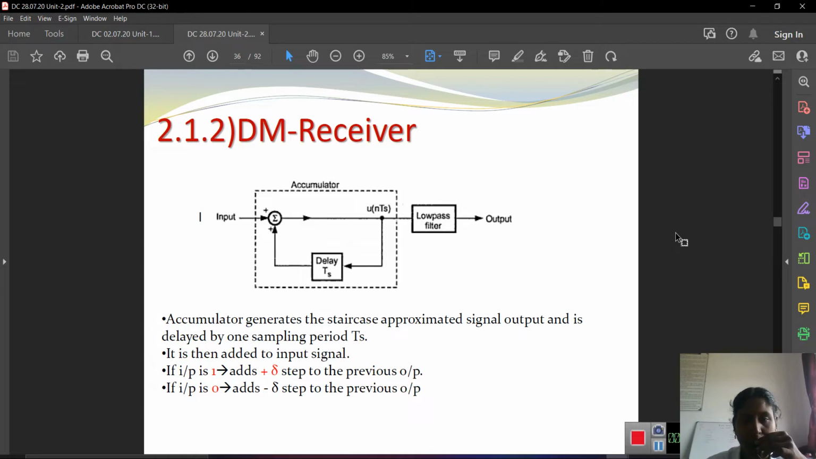After that, the accumulation output is directly moved to the low pass filter. Finally we get the output. So this is the original process of the DM transmitter and receiver.